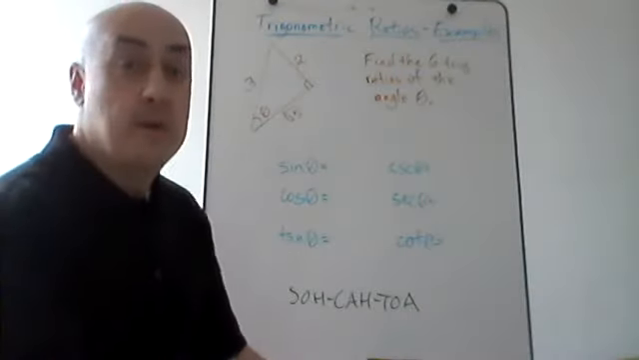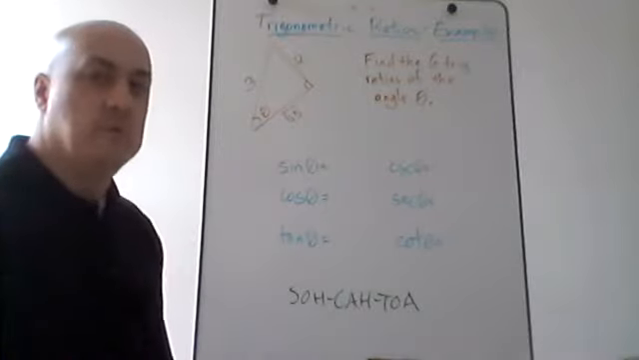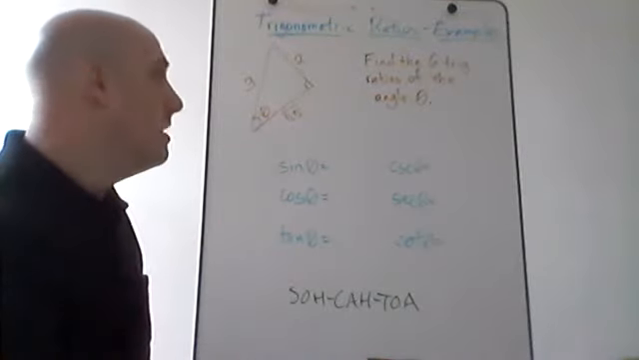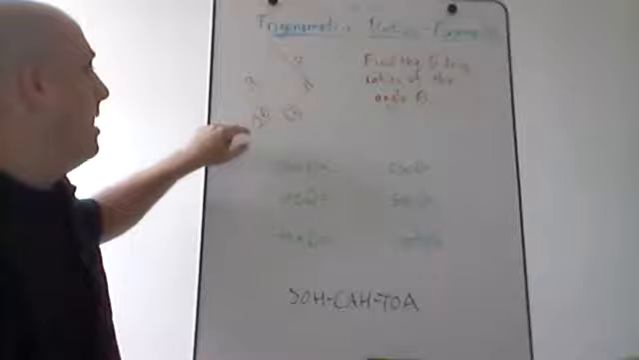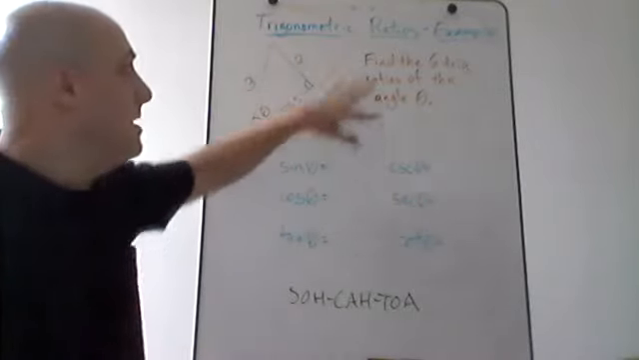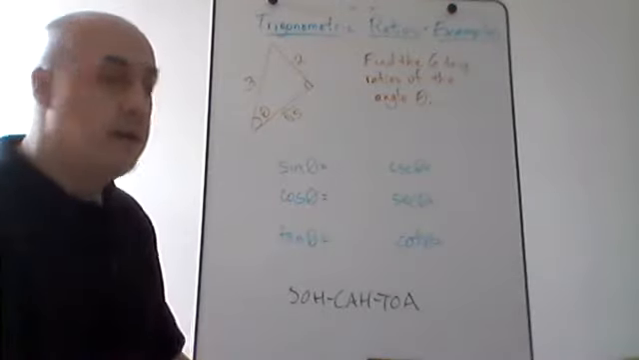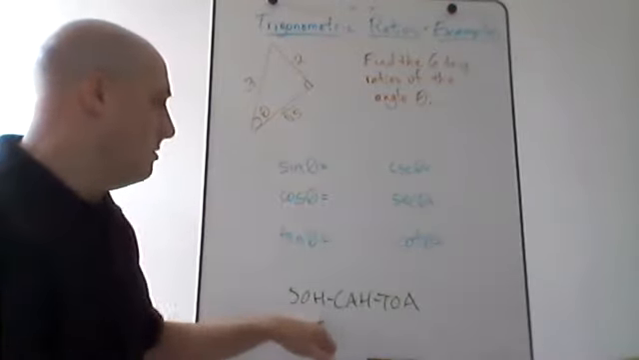All right, in this video we're going to do a couple of examples where we use the trigonometric ratios to evaluate some stuff. I'm given a triangle with an angle theta labeled. The three sides of the triangle are labeled, and we're asked to find the 6 trig ratios of the angle theta. I put them up here, and also put up SOH CAH TOA.